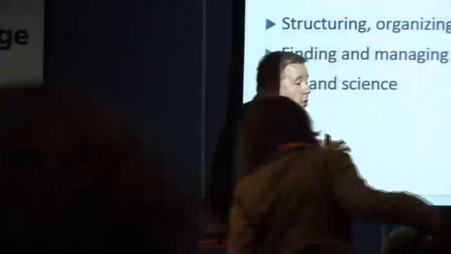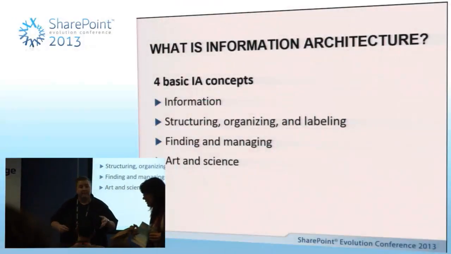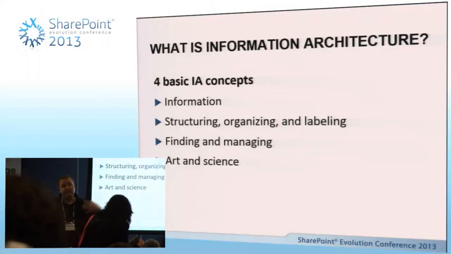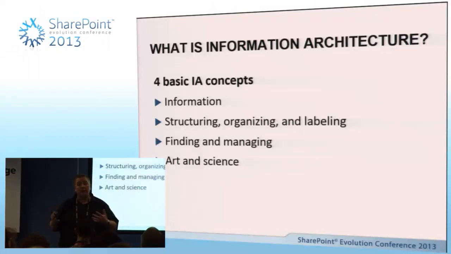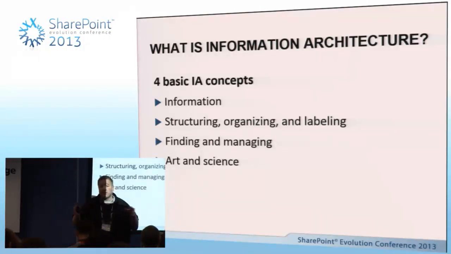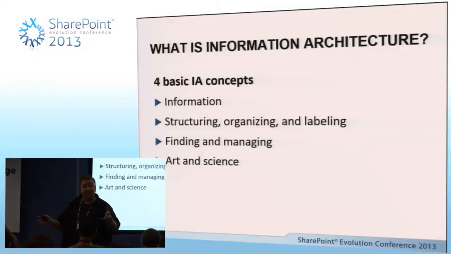All right. So what is information architecture? Well, information architecture is really the science and art around how we find information. There's basically four main categories of this. The first one being the information. We have to have information that exists somewhere to actually have some type of information architecture. We also look at how we structure it, how we organize it, and how we label it.